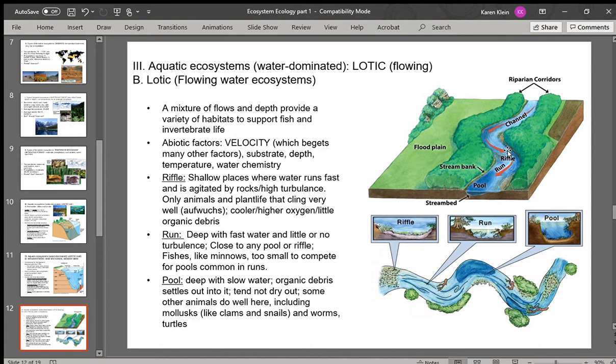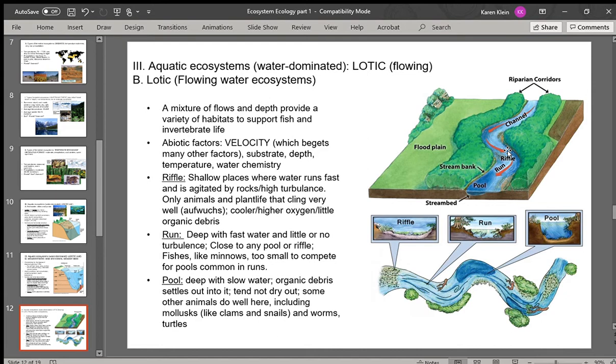Gravelly maybe, but sometimes the velocity is too fast for even gravel. So small rocks or large rocks. Tends to be shallow, tends to have a high amount of sunlight, so you have lots of algal species that can live here. Tend to be high in oxygen, low in nutrients because the nutrients are being carried away very, very quickly.